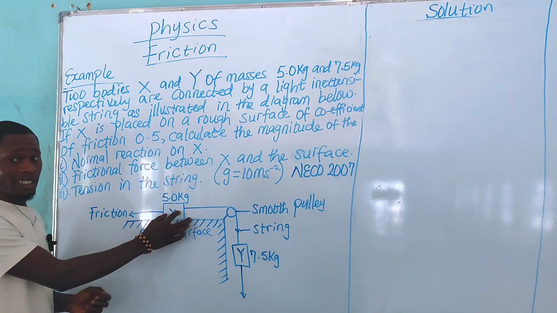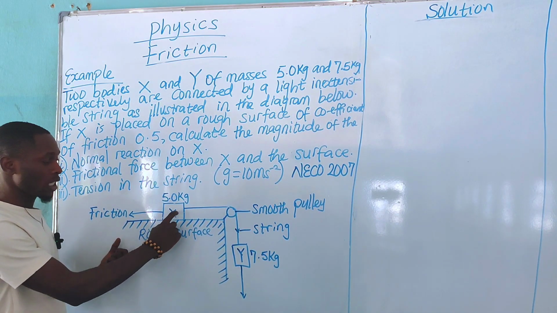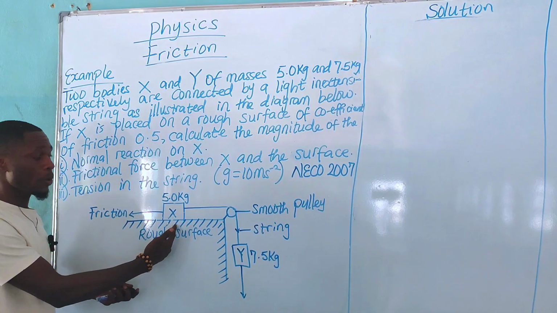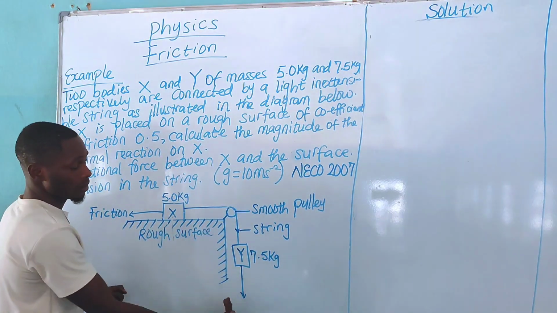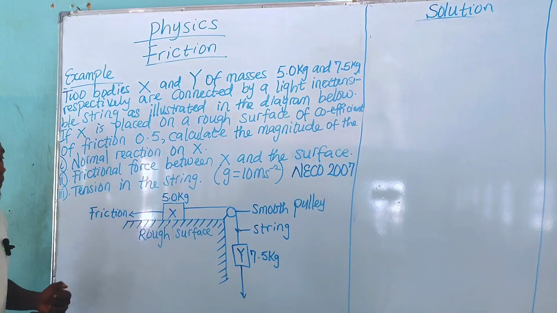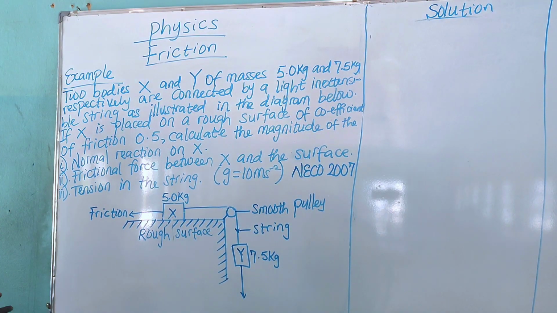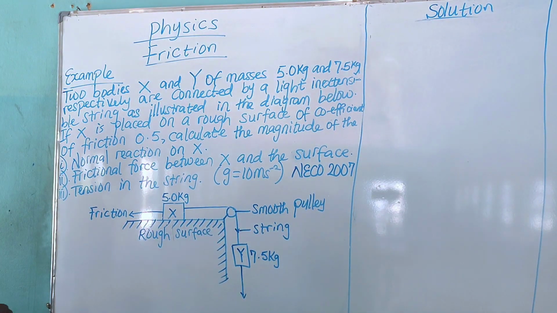So body X is actually placed on a rough horizontal surface, and we are told that the coefficient of friction between this body X and the surface is 0.5, and body Y is left freely, suspended in air with the help of the string that is holding them together, and joined together over a smooth pulley.